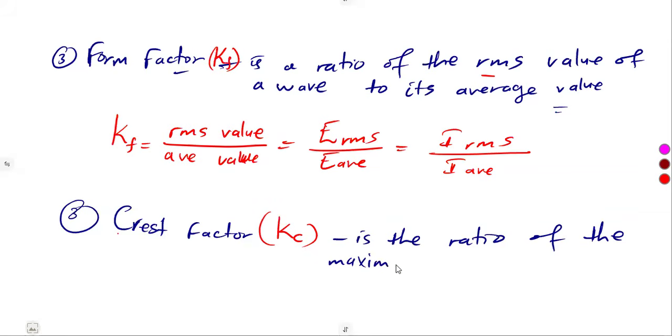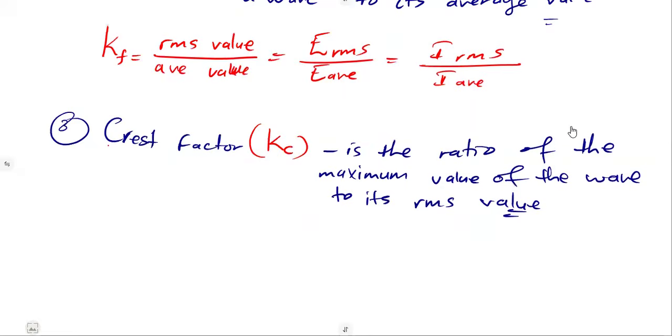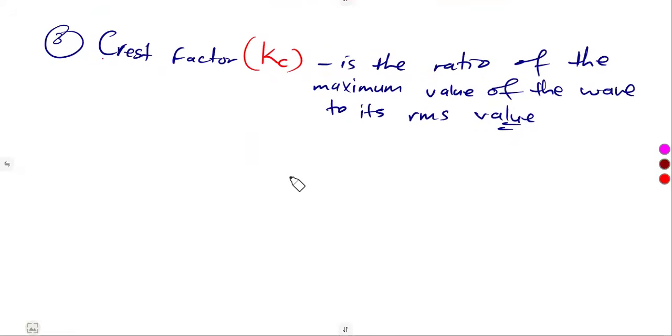All right, let me just write in full, guys. Some of us might need this. Maximum value of the wave to its effective RMS value, which is the root mean square. So this is simply a ratio, just like the previous form factor. It is the same thing with our crest factor.